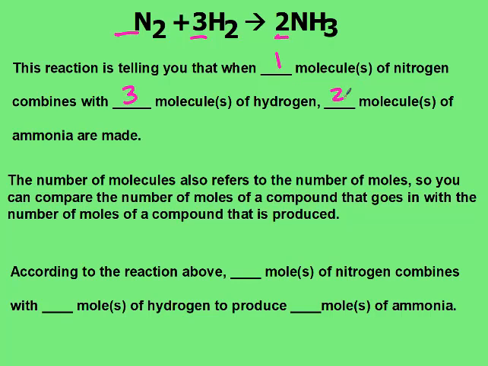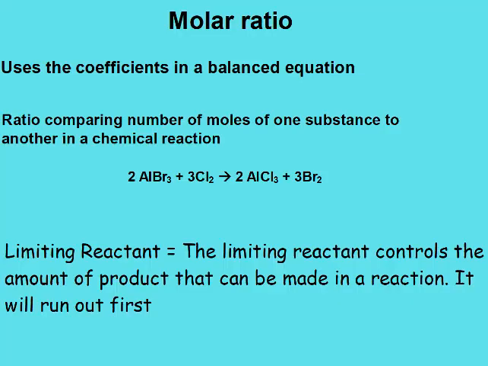But molecules are so tiny that we don't ever react as one molecule and 3 molecules to produce 2 molecules. We react moles of molecules. So we can also refer to those coefficients in moles. So according to that balanced equation, 1 mole of nitrogen combines with 3 moles of hydrogen to produce 2 moles of NH3. That's what we refer to as molar ratios.